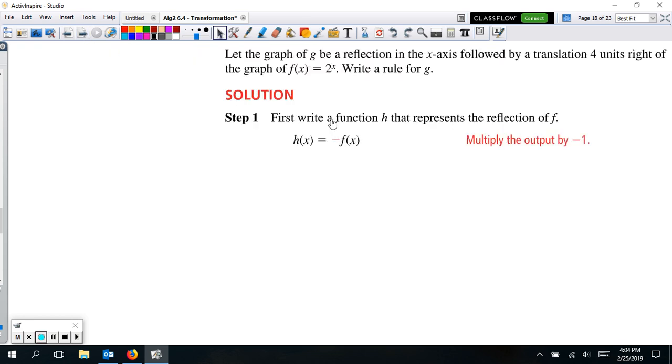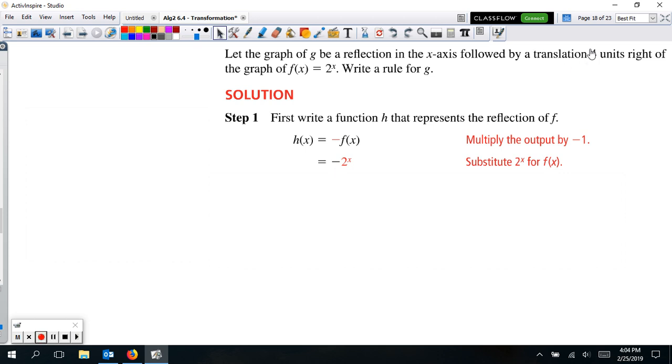So the first thing to do is to realize we got to do a reflection in the x-axis. And so that's going to be multiplying. The x-axis is the vertical reflection, remember. So that means the negative sign is going to be outside in front of the function. So it's going to be in front of this 2. So negative and then 2 to the x. That's the first thing to do.